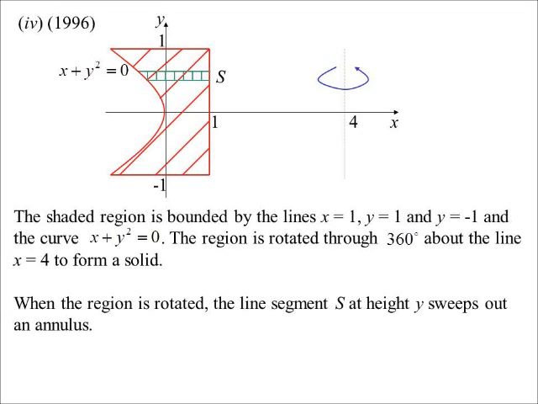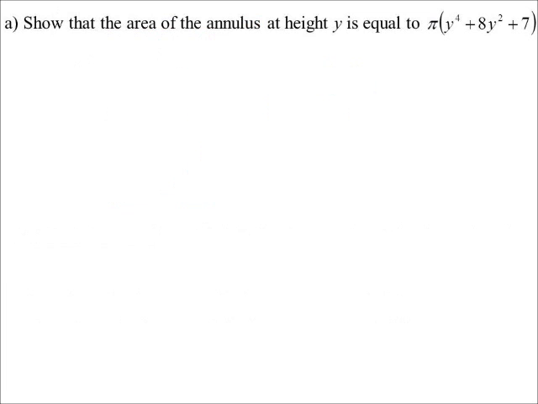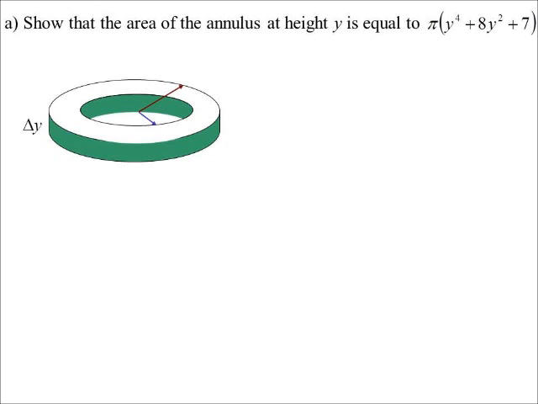The region is rotated. The line segment S, and they drew in a slice for us so we can see exactly what they're talking about, sweeps out, technical maths word here, an annulus. Show that the area of the annulus is... an annulus is just a circle with a hole in it, by the way. Well, they've given us the answer, which I suppose is nice because should we not be able to find it, at least we can then go and do the next parts. All right. Well, there is my annulus, but not only my annulus, the whole washer. I've put the edge in as well.